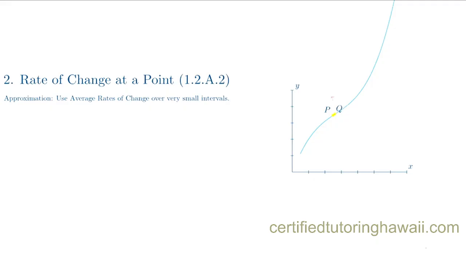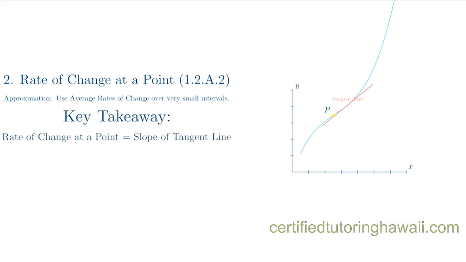In the limit, as Q merges with P, the secant line becomes what we call a tangent line. The slope of this tangent line is the rate of change at that exact point. So the rate of change at a point is the slope of the tangent line at that point. This is the central idea behind the concept of the derivative, which is a major focus in calculus. We've now established our second key understanding. Rate of change at a point is found by taking the limit of average rates of change, resulting in the slope of the tangent line.